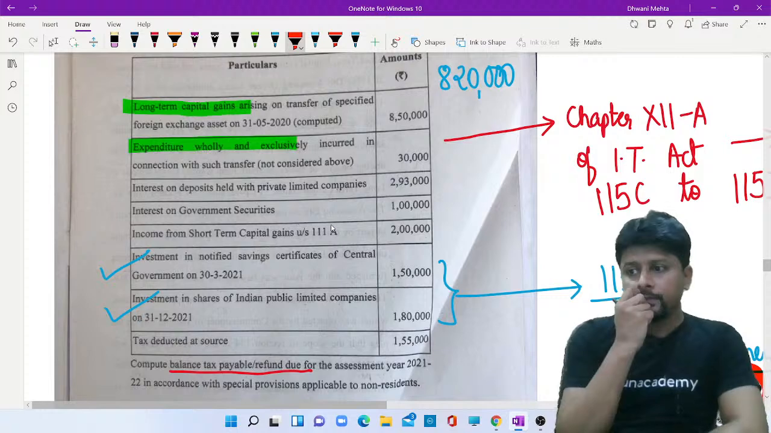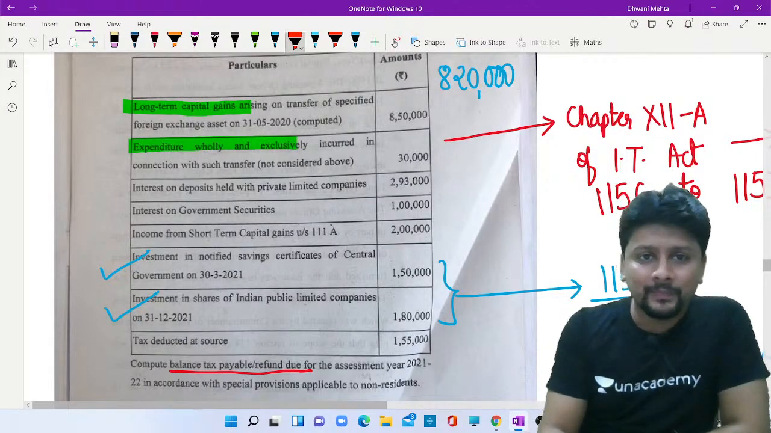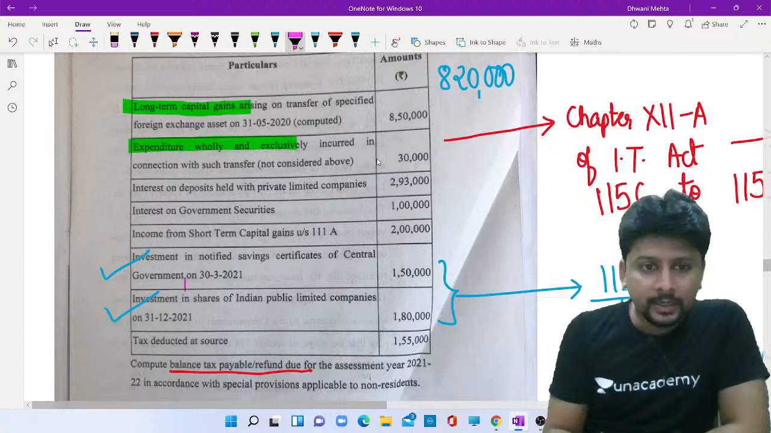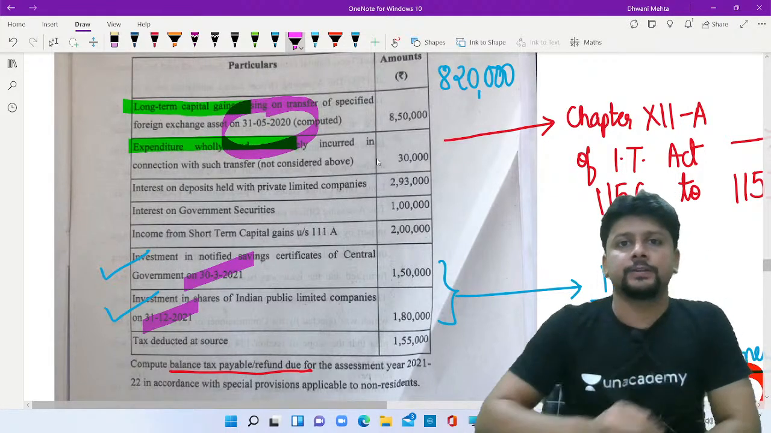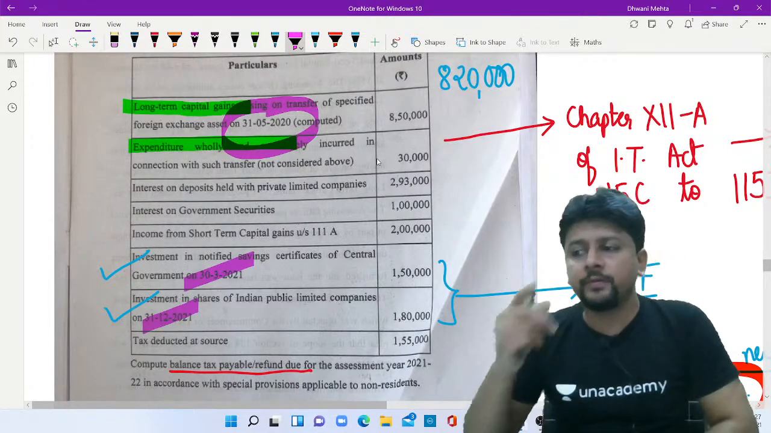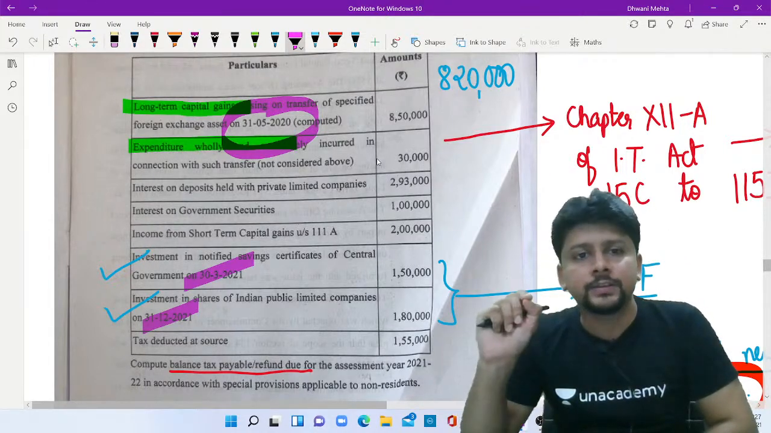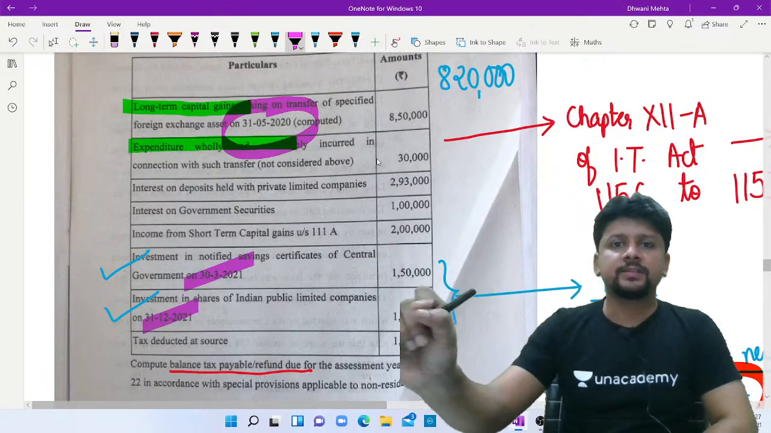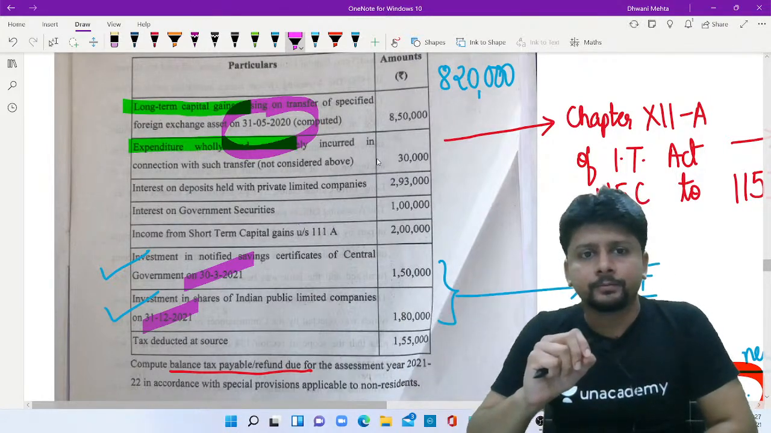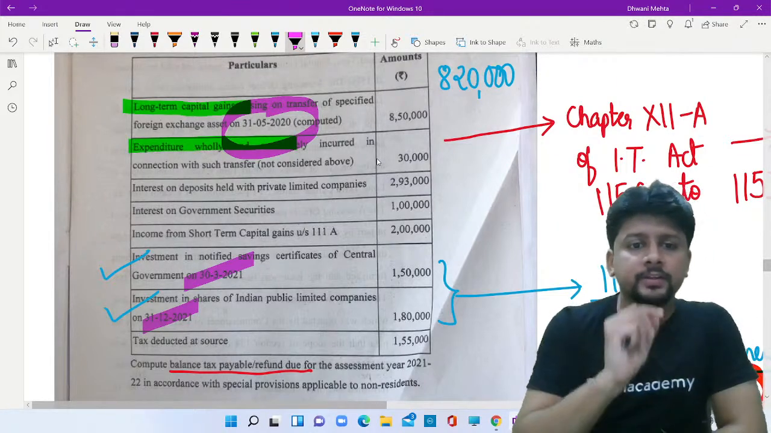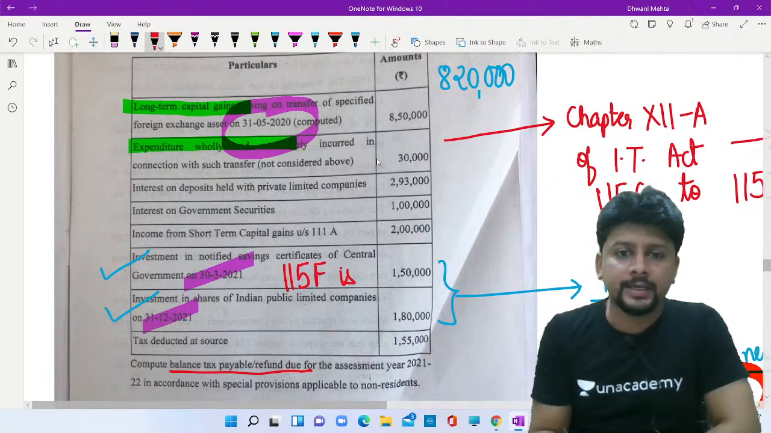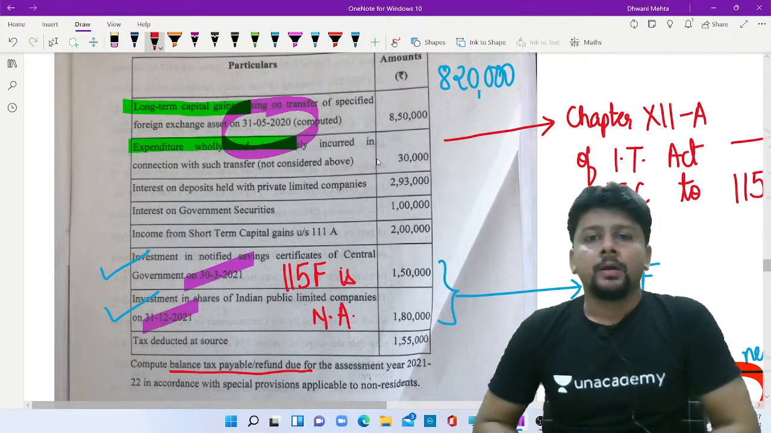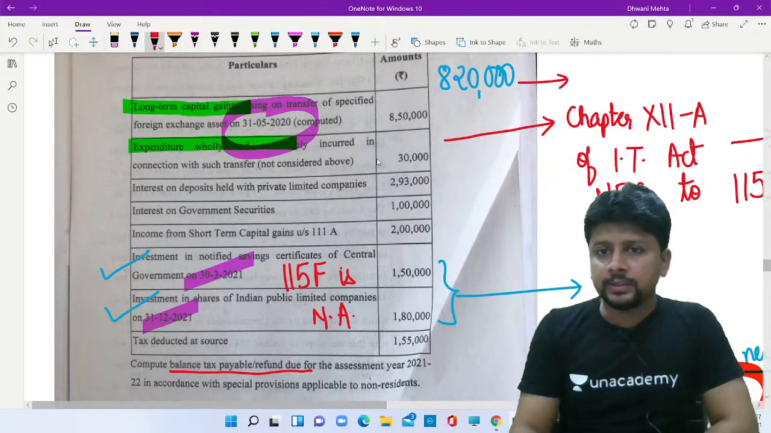Is there anything hidden? And the hidden thing actually is this aspect: the dates on which investments are made are falling after 6 months from the date of transfer. As per 115F, you have to make an investment within 6 months. So 31st May plus 6 months will give you end of November. And the investments are made in December and the investments are made in March. That means 115F exemption is not applicable here. My long-term capital gain of 8,20,000 that is given is fully subject to tax.